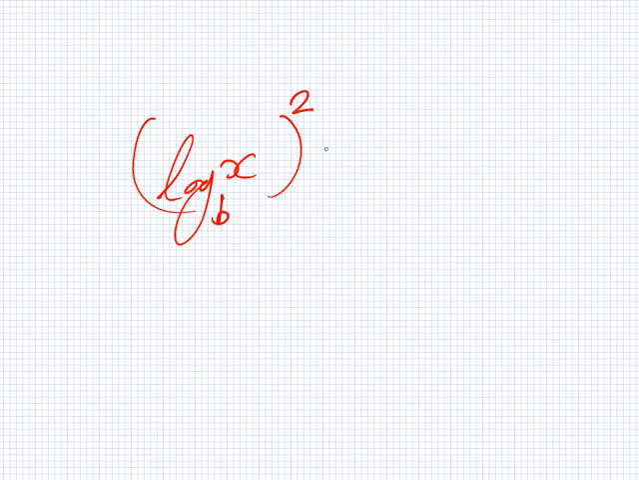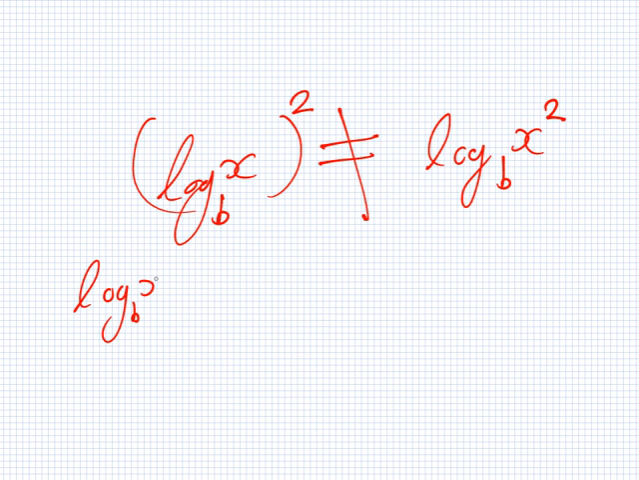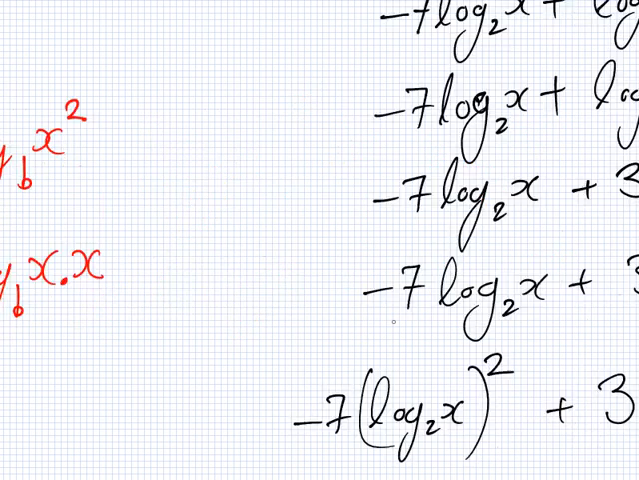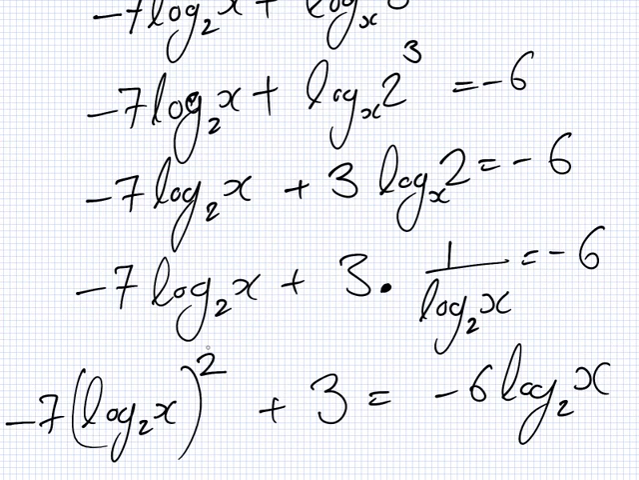This here is not the same as this. They're two different things, okay? On the left, this is log bx times log bx. But on the right, this is log b of x times x. So you can see they are different. So don't make that mistake. So this 2 does not go down. It stays in the power, the 2.